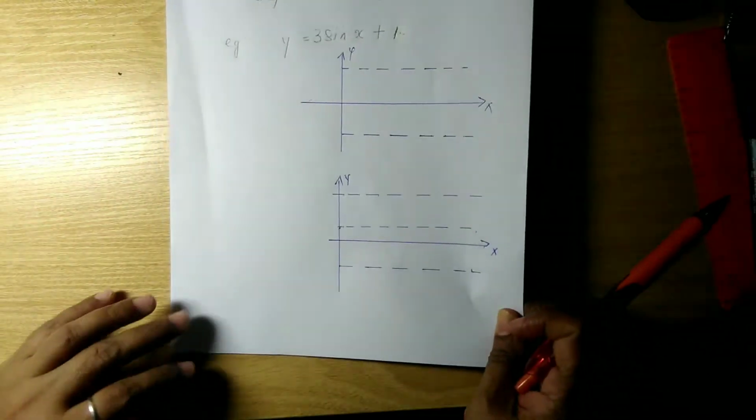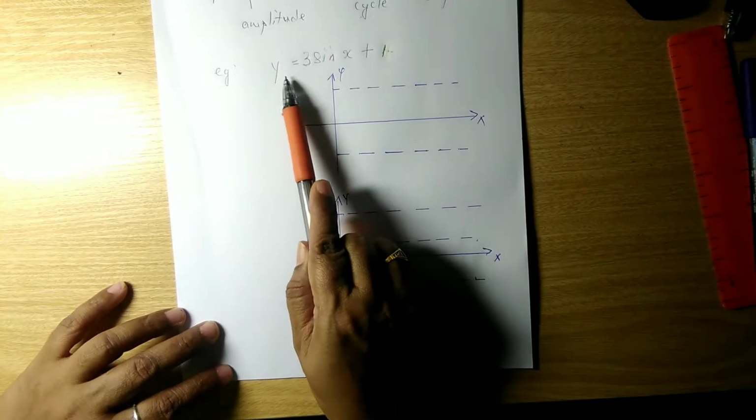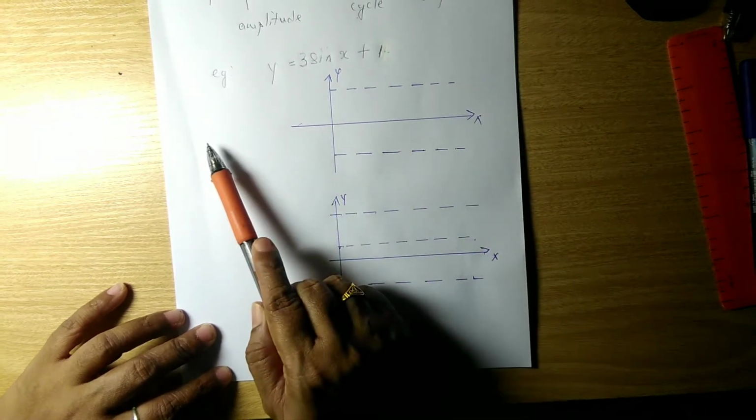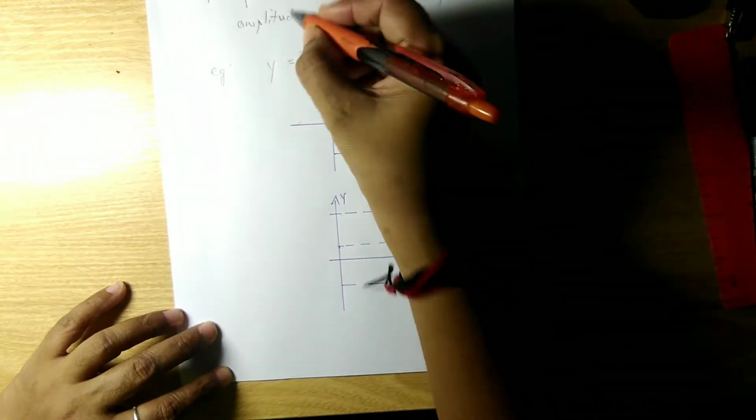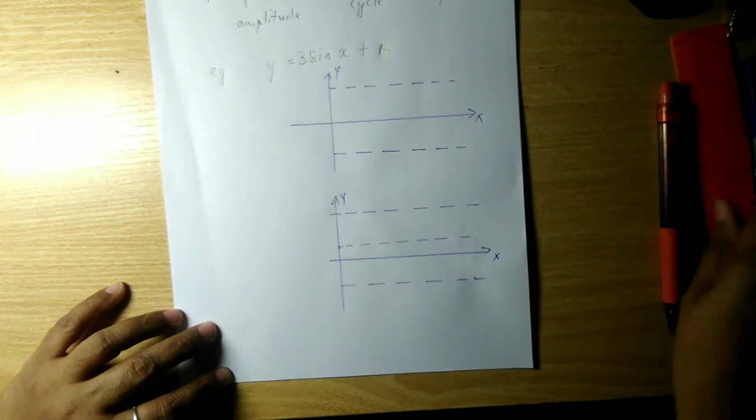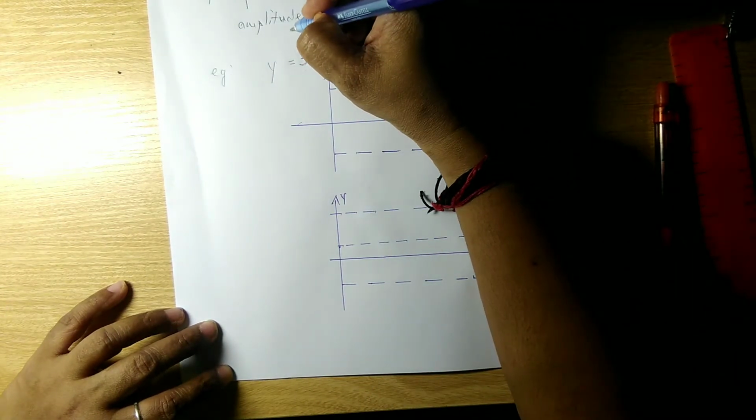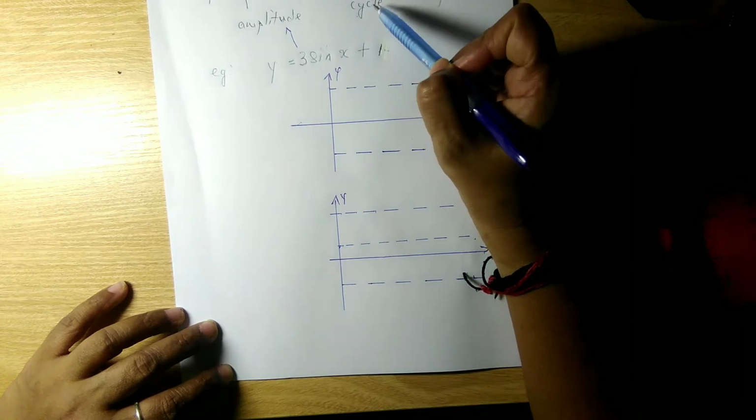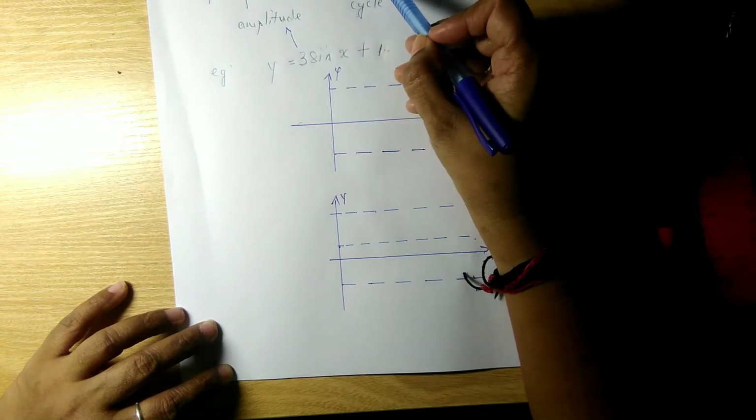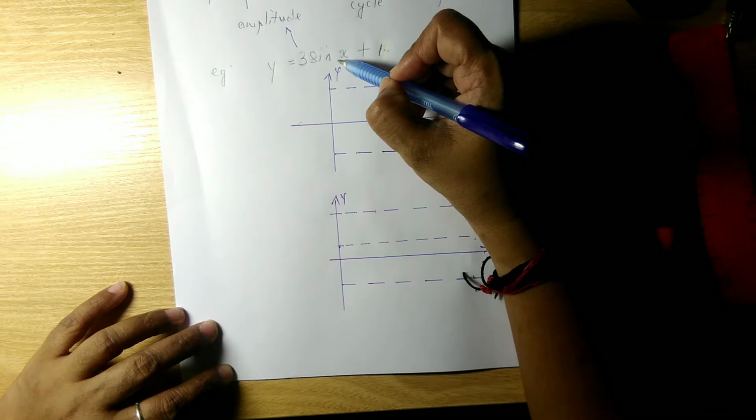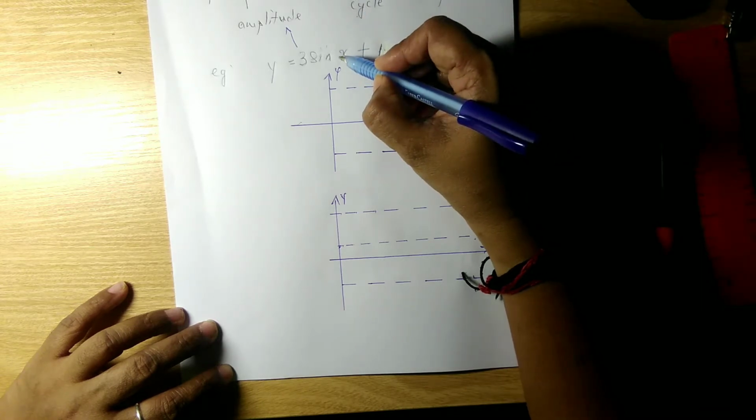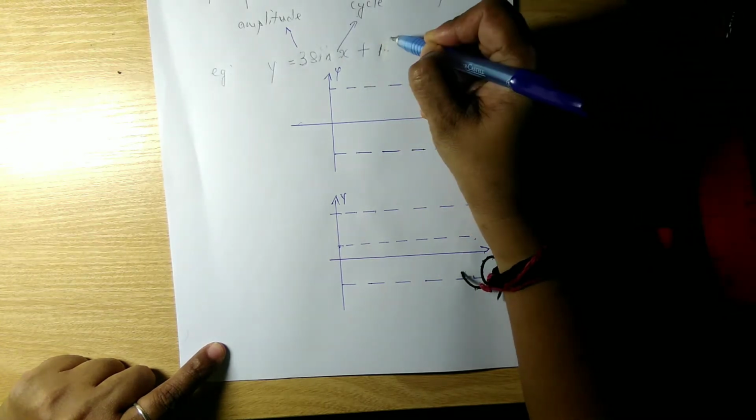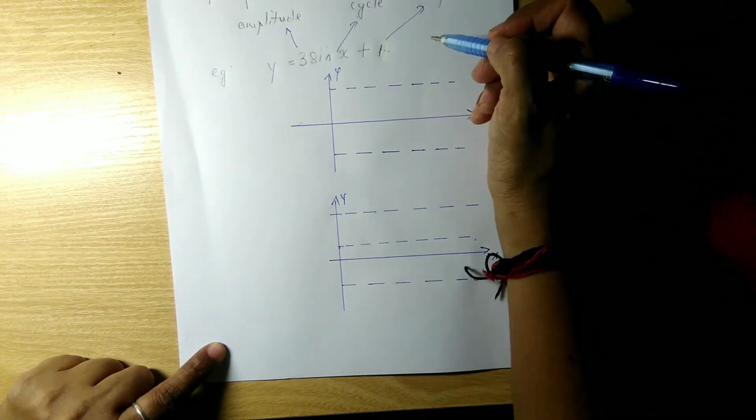Now let's say you have an example like this: y equals 3 sine x plus 1. This 3 is your amplitude. B is your cycle. B is the coefficient of x, so here the coefficient of x is 1, and normally we do not write 1. And c is how much your graph is going to be shifted from the original position.